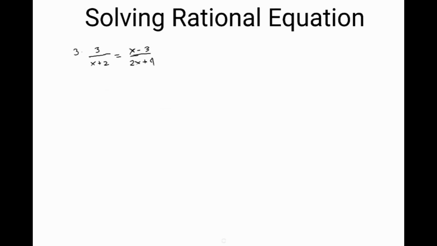For our last example, we have 3 over x plus 2 equals x minus 3 over 2x plus 4. For this equation, we can use the cross multiplication method. So let's multiply x plus 2 and x minus 3 equals 3 times 2x plus 4. After that, let's use algebraic skills.